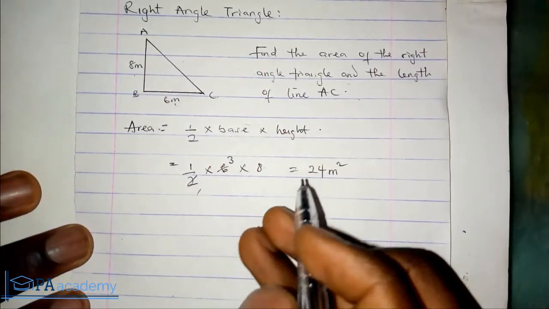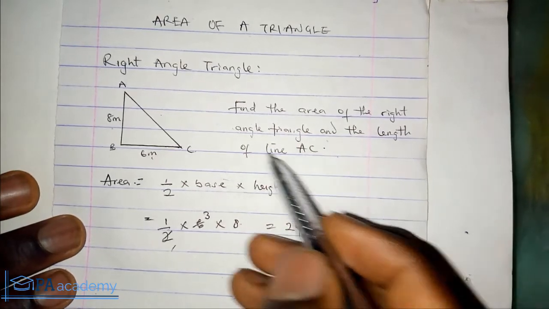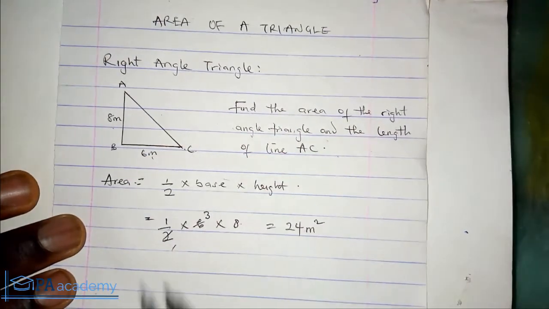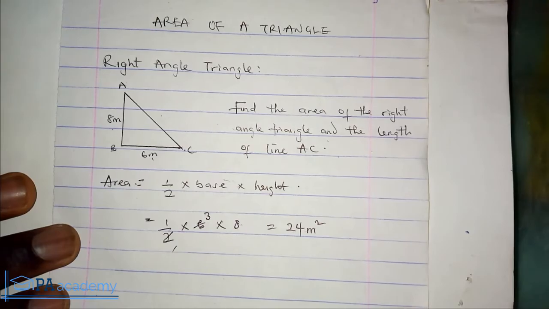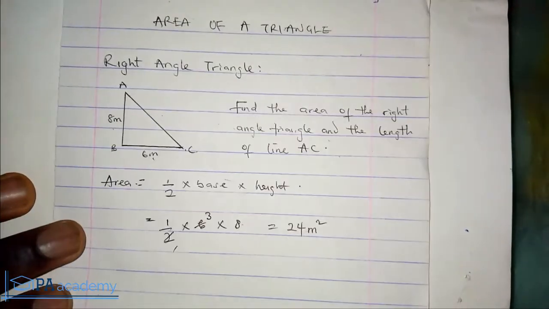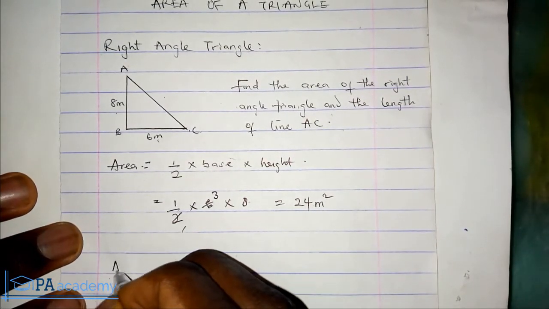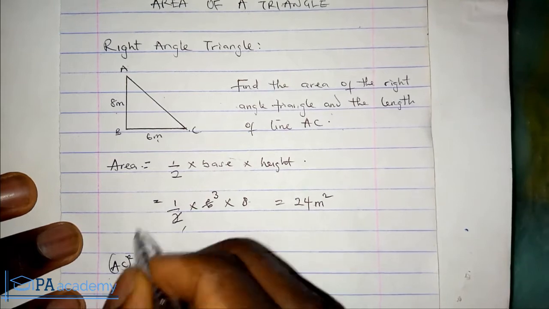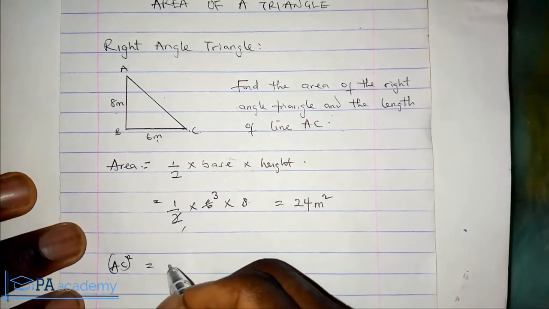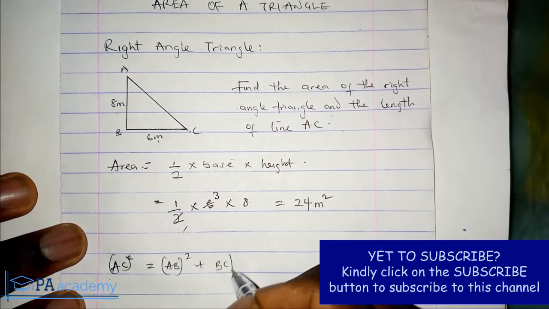So now let's look for the length of line AC, which is this, the hypotenuse side. In doing that, we are going to apply this formula. So here we are going to have AC squared is equal to AB squared plus BC squared.